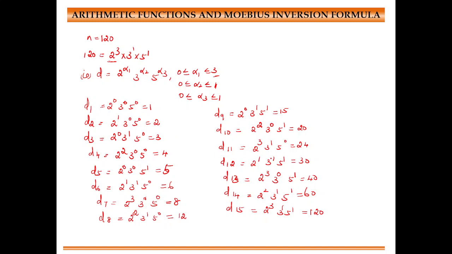Now, hence the number of positive divisors of 120 is 15. Count all these possible choices of D, then we get 15. So this is the number of possible divisors of 120, which is 15. So that is, tau of 120 is equal to 15.